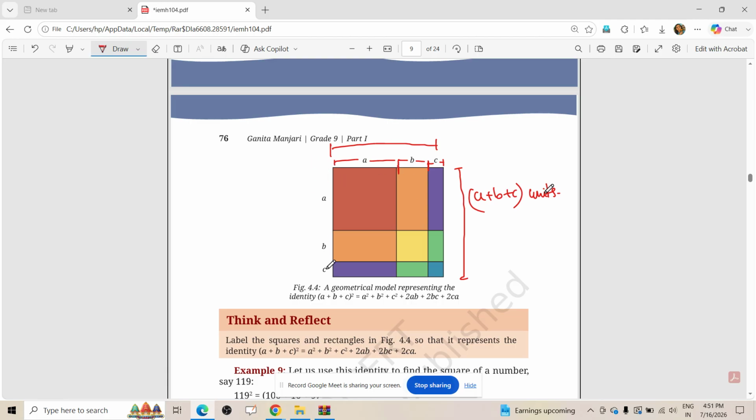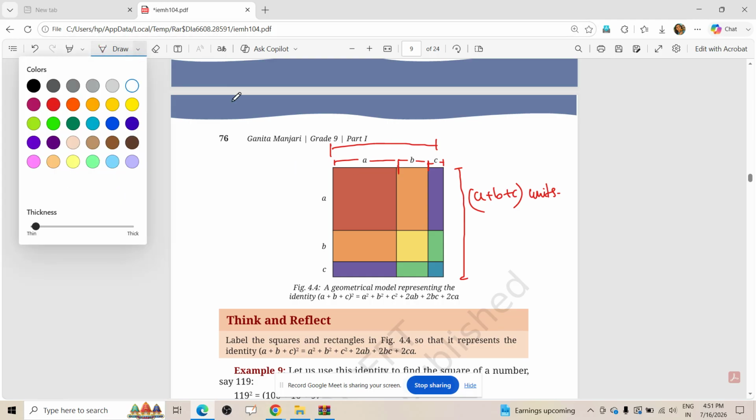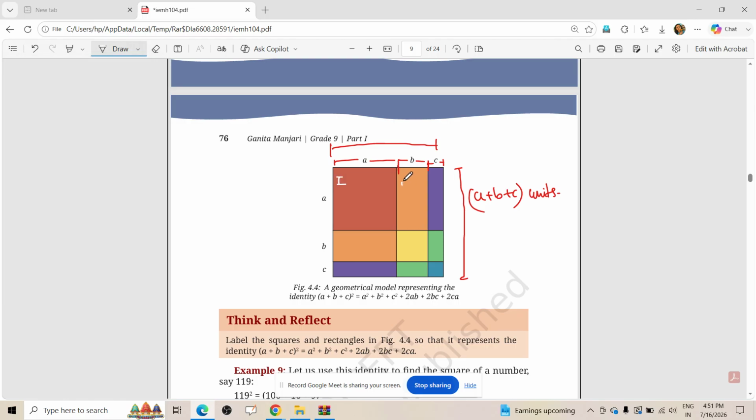In all the parts we have divided in the same way, like a unit, b unit, and c unit. So let's say this is the first part, this is the second one, this is third part, fourth part, fifth part, sixth, seventh, eighth part, and this is ninth. Total we have nine parts. We need to calculate the area of each part, and then add all the areas. Then we will get the area of a plus b plus c whole square.